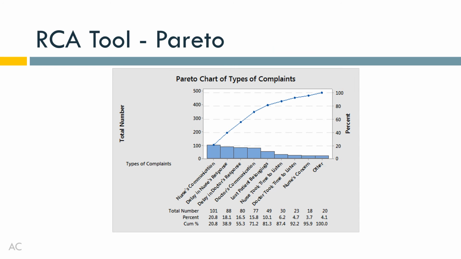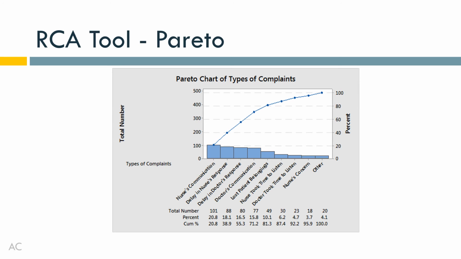So let's talk a little bit about the Pareto chart. This is also one of the root cause analysis tools, and this is also called the 80-20 rule. You can see a chart where it has numbers there, and then it has the complaints there. So it's like nursing communication, delay in nursing response, delay in doctor's response, doctor's communication. These are the list of the problems and how many people it has affected. You can see the total number there on the scale here.